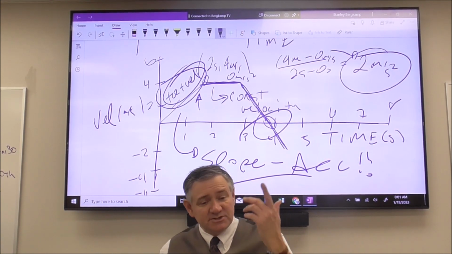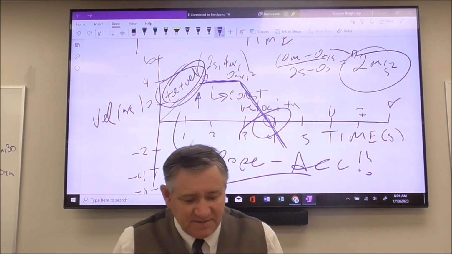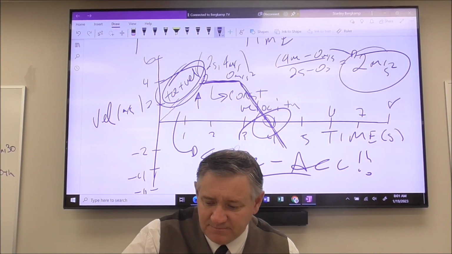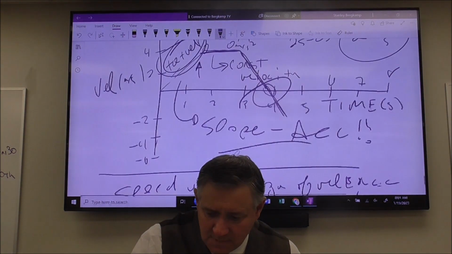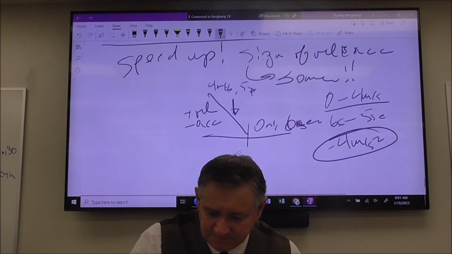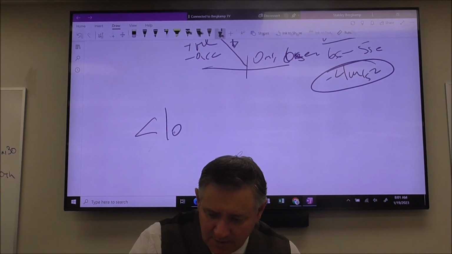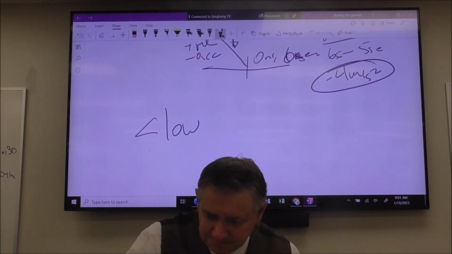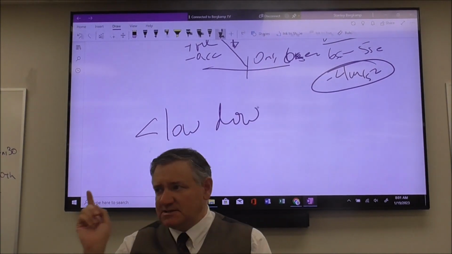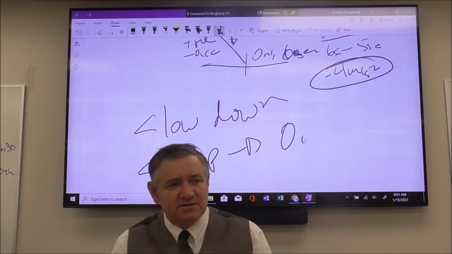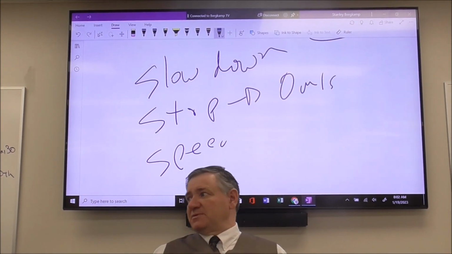So when you change direction, 3 things have to happen in a specific sequence. If you're going to change direction, you've got to slow down, you've got to stop, meaning your velocity is going to go to 0 meters per second, and then you're going to speed up. So if you're going to change direction, these three things have to happen in sequence. So here's the classic example. I take this twine and I throw it up in the air.